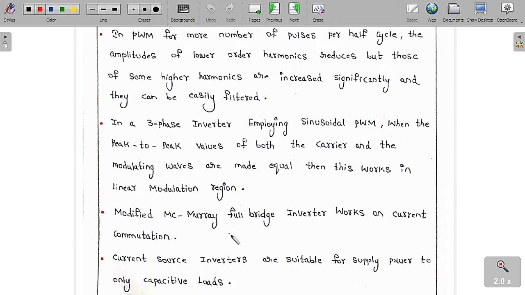It's a very important statement, which is most asked in the examination. So the modified McMurray full bridge inverter works on current commutation.